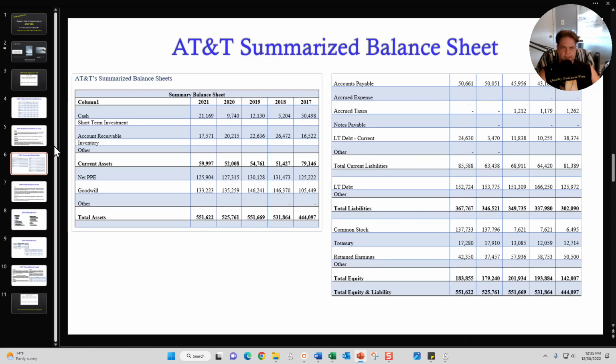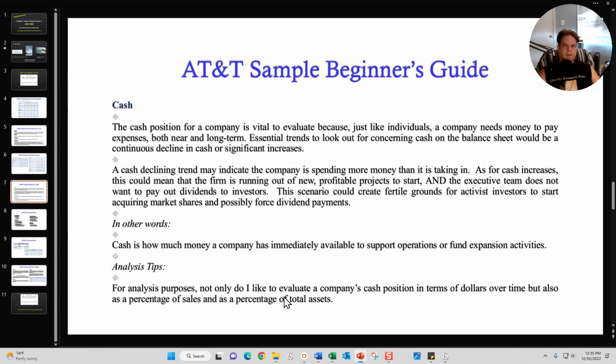The next section is the AT&T summarized balance sheet. Again, I research the 10-Ks for AT&T, summarize that information, and put it into my financial model. Here are the end results for the last 5 years. Next, I identify important line items in the balance sheet, for example, cash. I break out that line item, define what it is, give you an explanation in layman's terms, and then give you some tips to use when analyzing that line item.